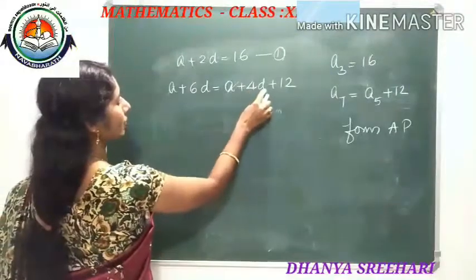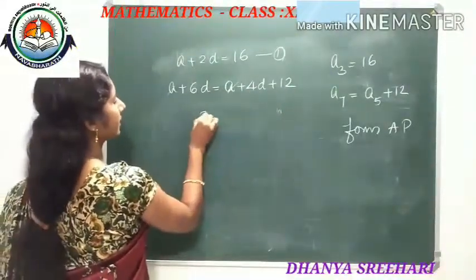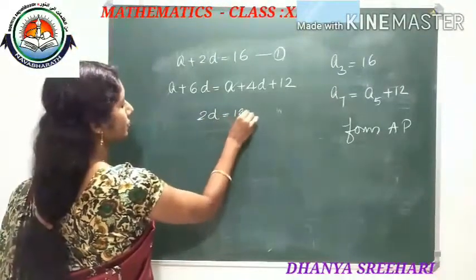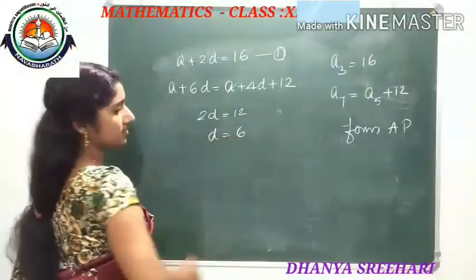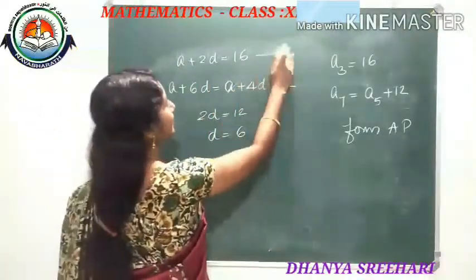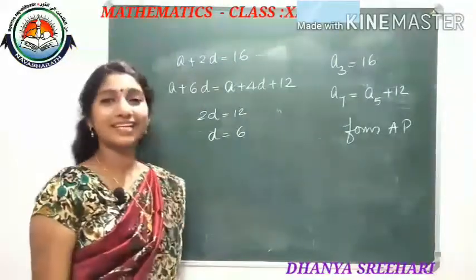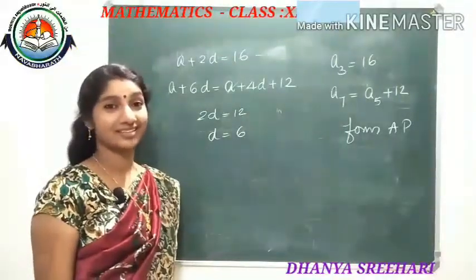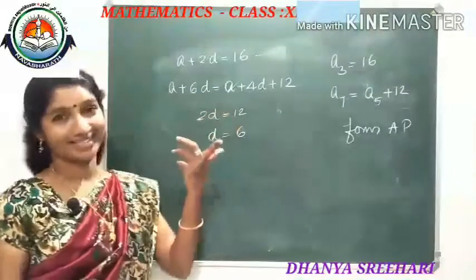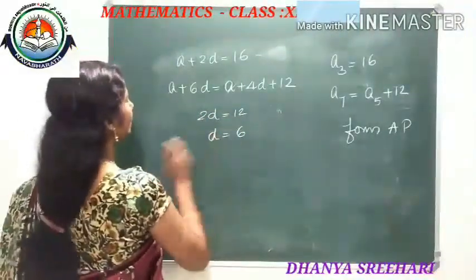6D equal to 4D plus 12. So 6D minus 4D equal to 12. We are getting 2D is equal to 12. D is equal to 6. Very easy. No need of solving this as a linear equation, so no need of giving equation number 1 also. Directly we are getting D is equal to 6. What happened here? A and A cancelled. That's why. So 2D equal to 12, D is equal to 6.